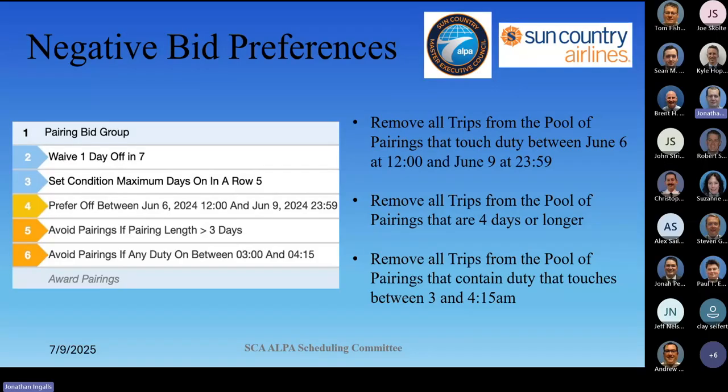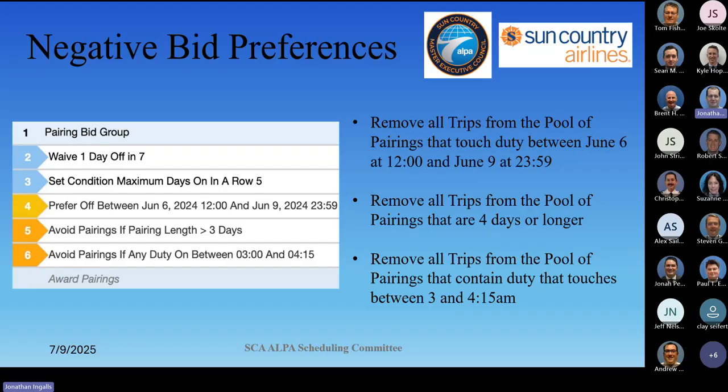Then they have line 4, which is a prefer off. They're saying I'd prefer to be off between June 6th and June 9th, between noon and midnight. And prefer off is again a negative bid preference. So that's saying any flying that touches June 6th at noon to June 9th at midnight, or well, I guess 23:59, we're removing from our pool of pairings.